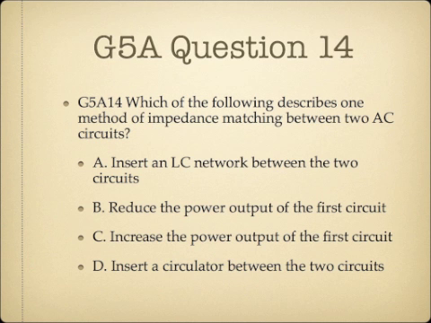And question 14. Which of the following describes one method of impedance matching between two AC circuits? A. Insert an LC network between the two circuits. B. Reduce the power output of the first circuit. C. Increase the power output of the first circuit. Or D. Insert a circulator between the two circuits.